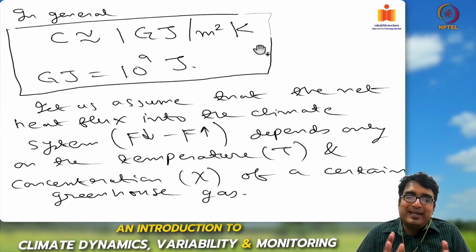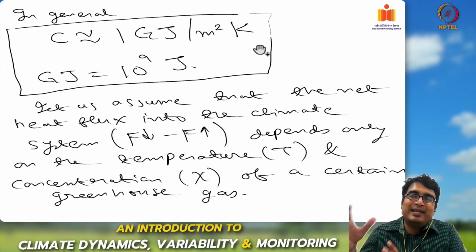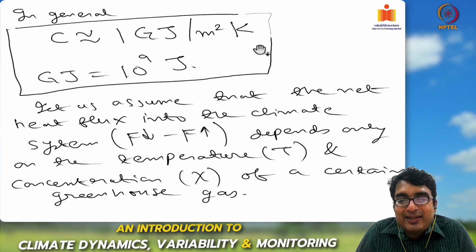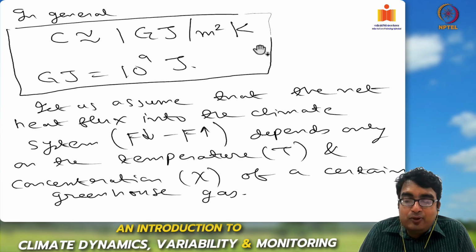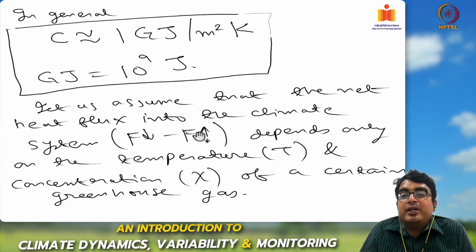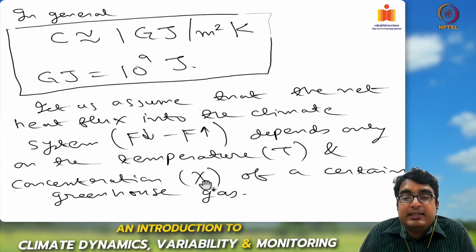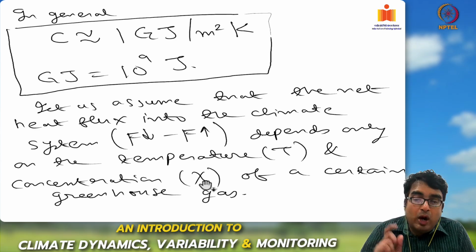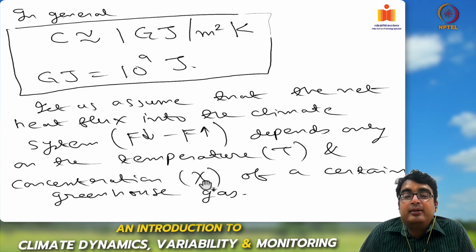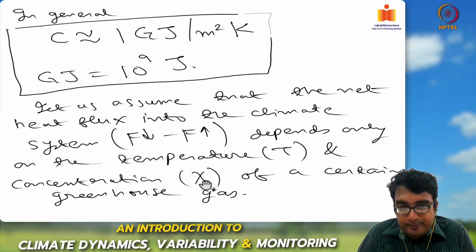Let's do first an extremely simple analysis which we will expand in later times. We assume that the net heat flux into the climate system, which is short wave radiation downwards minus long wave radiation upwards, depends only on the temperature T and the concentration X of a certain greenhouse gas. Here the concentration can be the molar mixing ratio or the mole fraction. So we will only consider one greenhouse gas as a parameter and temperature as the second parameter.